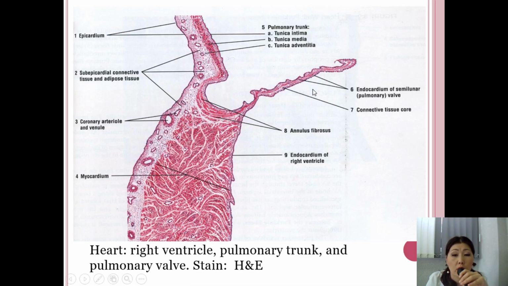and here it is the annulus fibrosus of the heart wall and the endocardium of the semilunar pulmonary valve and connective tissue core. And here it is the pulmonary trunk with the tunica intima, tunica media, and tunica adventitia.